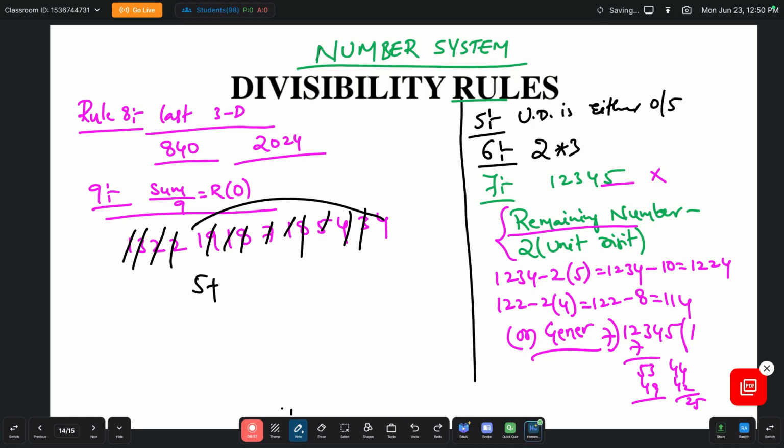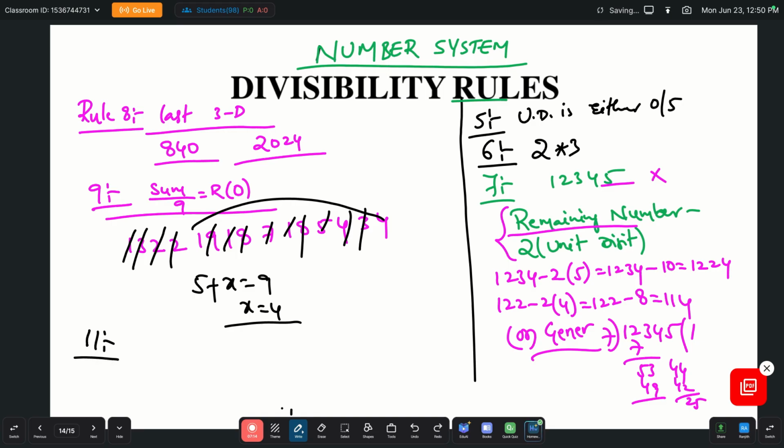So what is the smallest number to add to this number to make it divisible by 9 table? It's nothing but 5 plus x equal to 9, where x equal to 4. We need to add 4 so that the given number is divisible by 9 table.